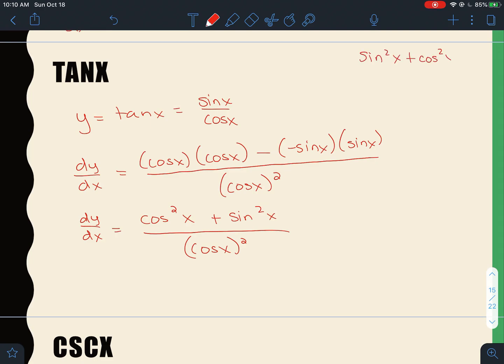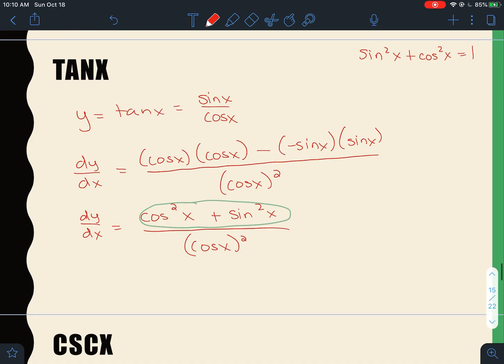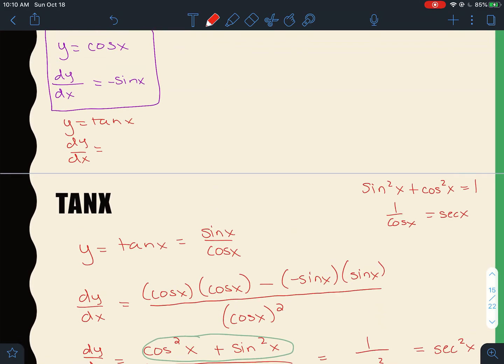But if you remember, that's one of the Pythagorean identities that you probably do remember, sine squared plus cosine squared is equal to 1. So that entire numerator is going to change into 1. So now we have 1 over cosine squared x. But do you remember what 1 over cosine x is? 1 over cosine x is secant x. So this is the same thing as secant squared x. So the derivative of tangent is secant squared x. So this is another one that you should memorize.